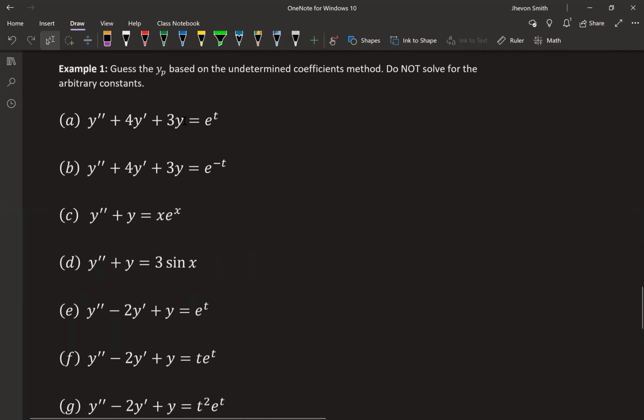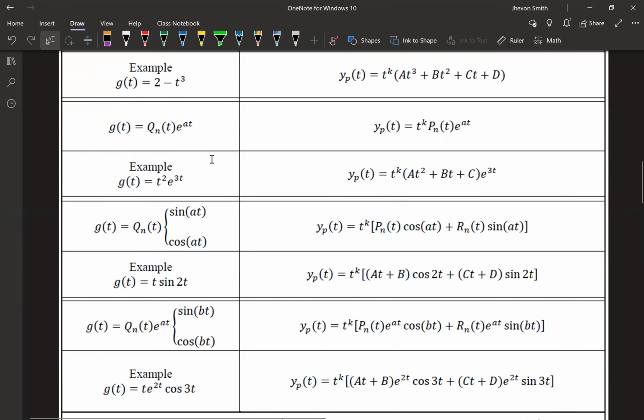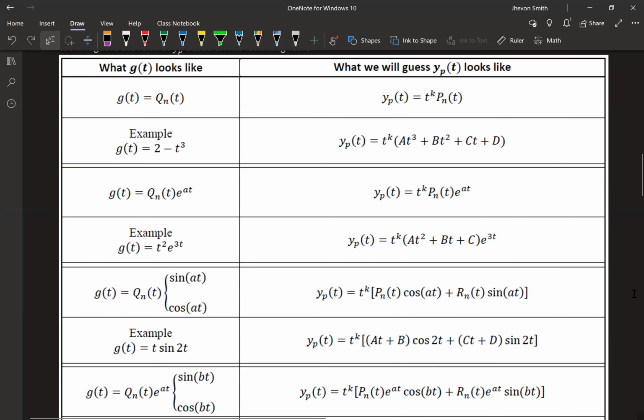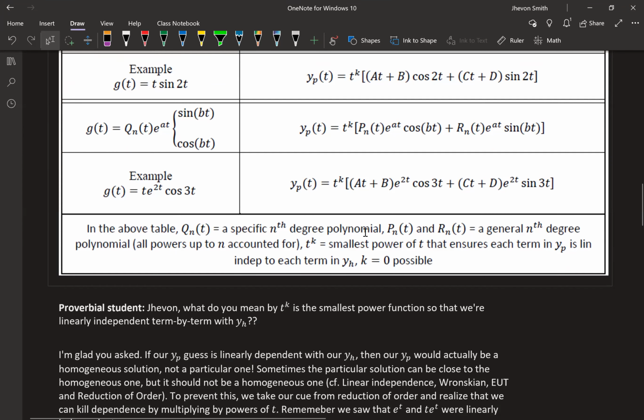And like I said, we have lots of examples. Because while the method is ultimately going to be simple, understanding how to do it in practice is going to require a lot of practice for you to be able to spot the right thing and set up the right equation. Okay, so suppose our function on the right is some nth degree polynomial, right? So in the above table, Q of n is just some specific nth degree polynomial. My P of n and my R of n is a general nth degree polynomial. This means you account for all powers counting up to the nth power, and you don't leave anyone out. T to the k is the smallest power of t that ensures that each term in the yp is linearly independent from the yh.